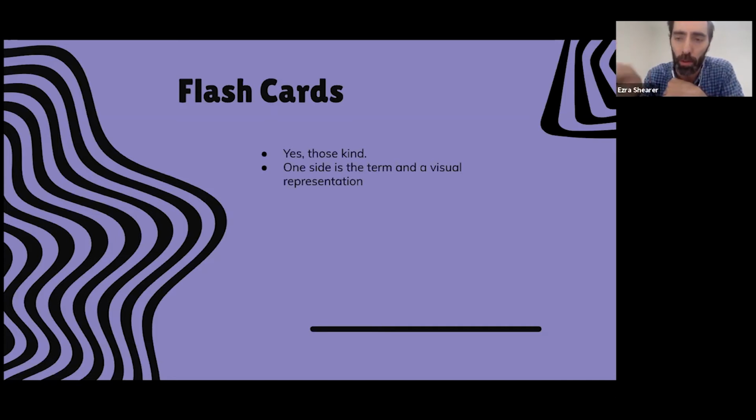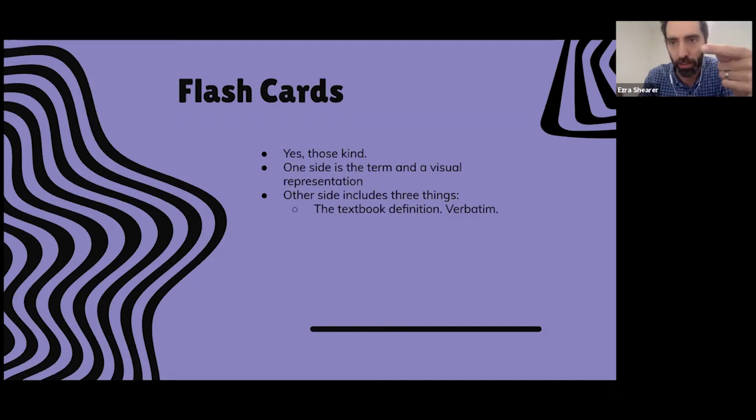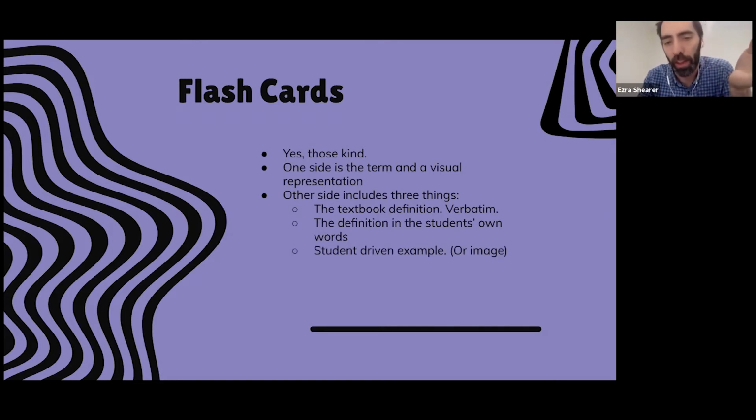Now, one side, I have them do the term itself, and I have them sketch or do a brief little visual representation. That's up to them. On the other side, there's three things, and these three things are part of something called the Flashcard Plus method, but these three things are important. They have the textbook definition that's written verbatim, and then secondly, they have the definition in the student's own words with as few of the words from the textbook definition as possible. And then the third thing is a student-driven example or examples or image if you want to add to the visual element of it itself. So the examples are really important, and they should be examples that can't be found in the text. So if they have those three things on the back of the card, they're going to be in good shape.